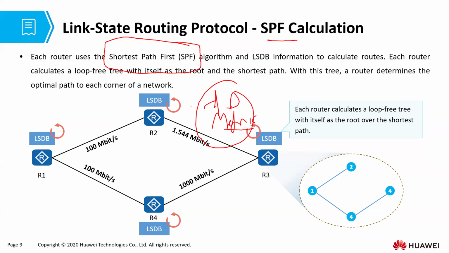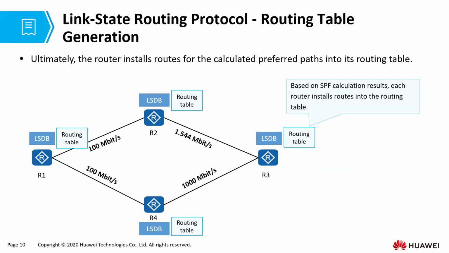In this dynamic routing protocol, my link states are updated and synchronized via my LSDBs. Then from there, an algorithm is run. That algorithm will choose the best path at any given time, and it installs it in the routing table. This is the part after the SPF algorithm has done its job. Based on the SPF calculation results, each router installs routes into the routing table.